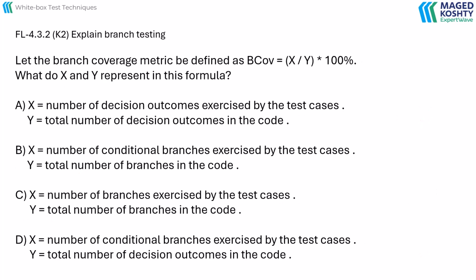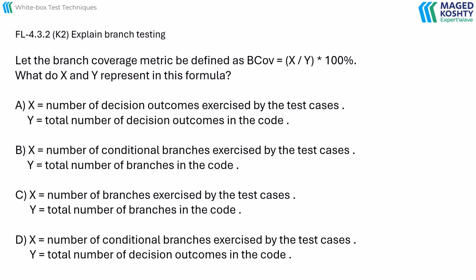Third question. Let the branch coverage metric be defined as branch coverage equals X divided by Y multiplied by 100%. What do X and Y represent in this formula? We know that the formula for calculating branch coverage is the percentage of the number of branches exercised by our test cases divided by the total number of branches in the code.